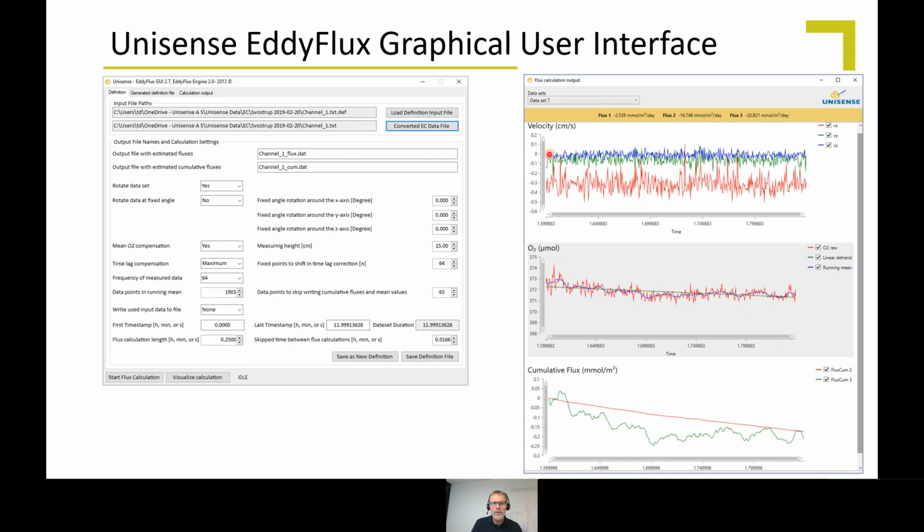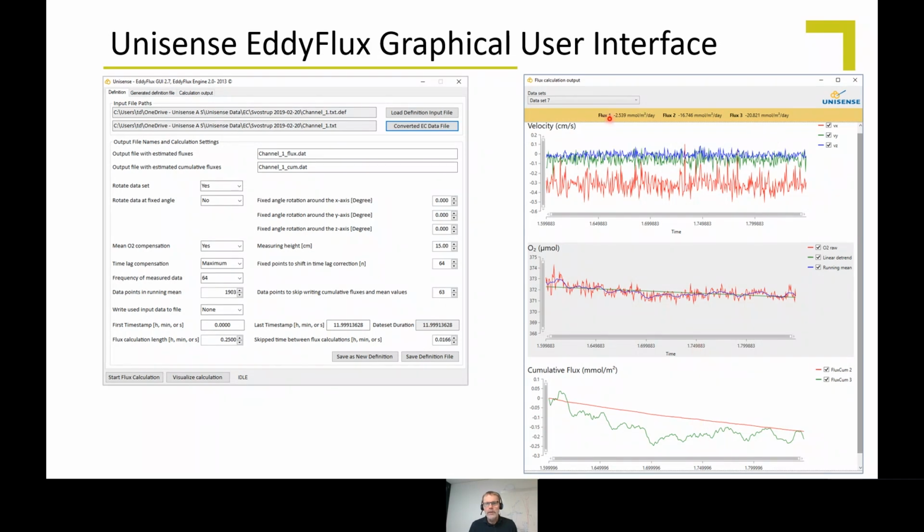You get first the velocities. The blue is the vertical velocity, and then the other two are the horizontal velocity. You get the data: the red one shows the oxygen data as they are measured. The blue one shows the running mean using the period you have selected over here. And the green line shows linear regression through all the oxygen data. And down here, it shows the cumulative oxygen flux for two different types of calculations.